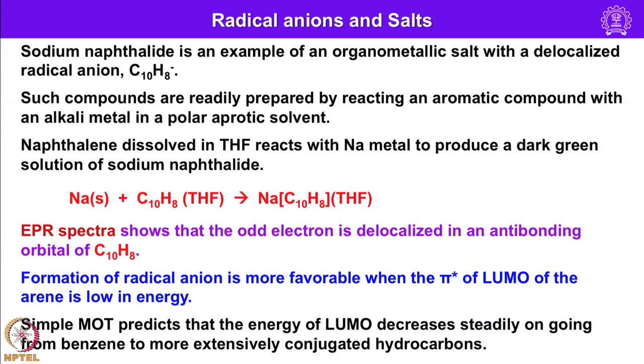The EPR spectrum shows that the odd electron is delocalized in an antibonding orbital of C10H8. So, formation of the radical anion is more favorable when the pi star lowest unoccupied molecular orbital of the arene is low in energy. Simple molecular orbital theory predicts that the energy of the LUMO decreases steadily on going from benzene to more extensively conjugated hydrocarbons. As a result, they have a tendency to form these kinds of stable sodium salts, which come very handy in organic synthesis. Why sodium naphthalide is very important in organic synthesis is that sodium naphthalide and similar compounds are highly reactive reducing agents.